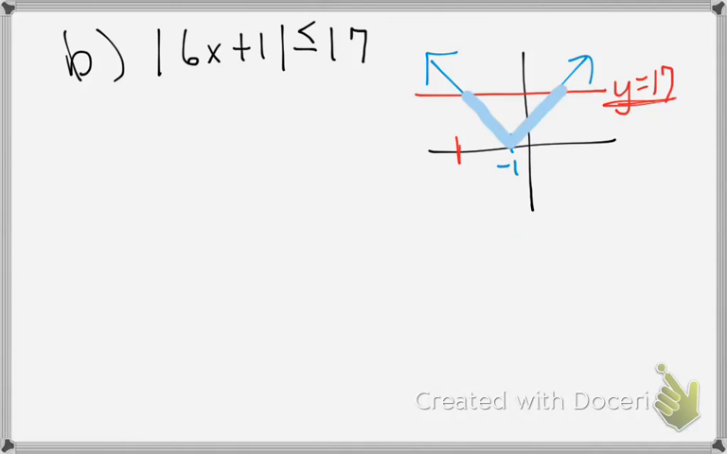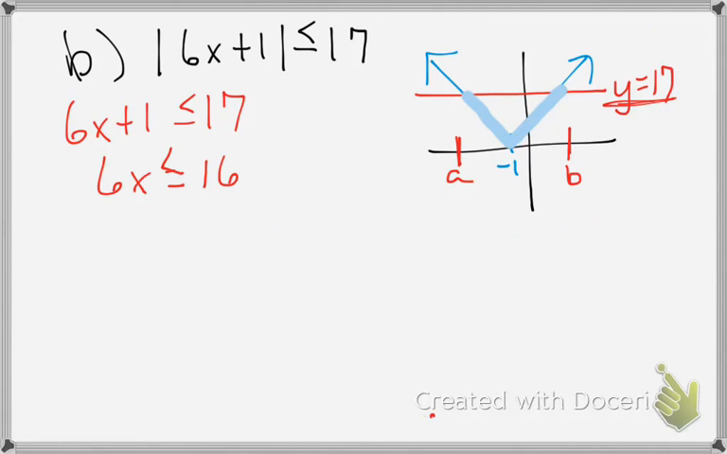We need to basically say x, as long as it's in between these two values, a and b, it's going to be okay. And when we write our inequality, it's going to reflect x being in between two values. So we start off with 6x plus 1 is less than or equal to 17. When I solve this, I've got 6x is less than or equal to 16. Or x is less than or equal to 16 over 6, which would reduce to 8 over 3.